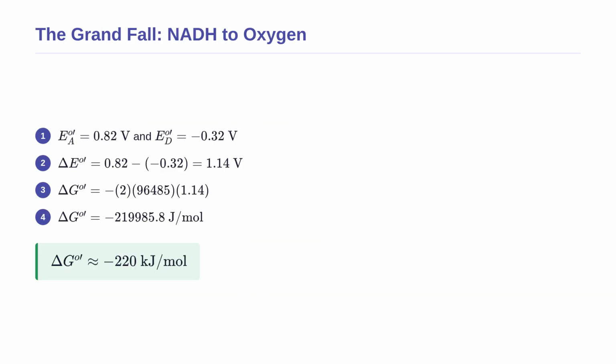Before we move on, let us see this with a concrete example. We will calculate the energy change for transferring electrons from NADH to oxygen. We are given the potential for oxygen as positive 0.82 volts and NADH as negative 0.32 volts. First, we find the voltage difference by subtracting the donor from the acceptor, giving us 1.14 volts.